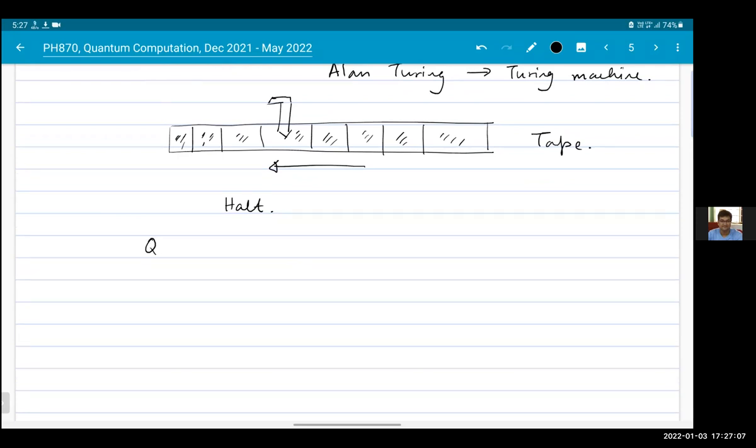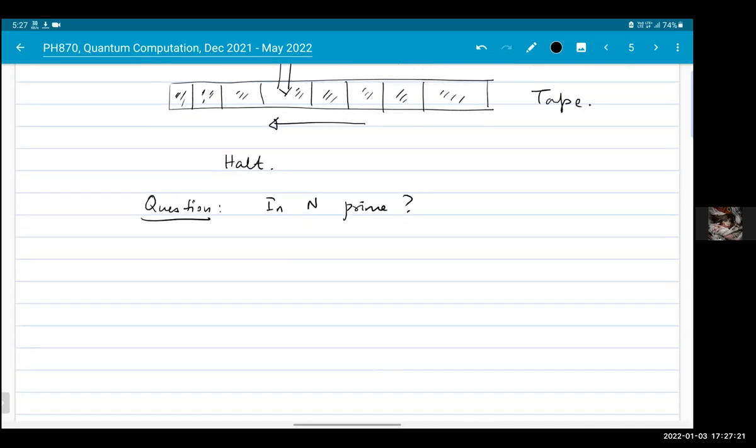So your calculation could be a question of the following form, right? Is n prime? Right? So now you have various algorithms for determining if a number is prime, right? What is a prime number? It doesn't have any prime factors, right? If it is not divisible by any number other than one and itself, it's a prime number.